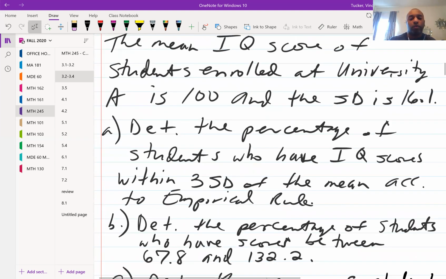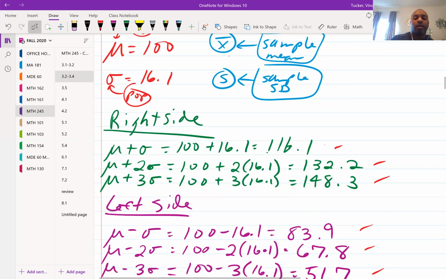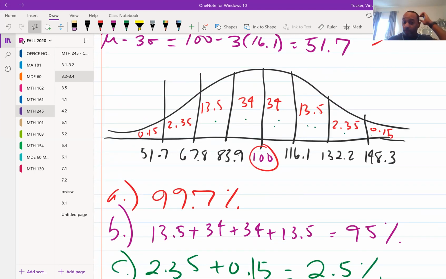It says according to the empirical rule, how much of the IQ scores do we expect to be within 3 standard deviations of the mean? So that's just going to be that 99.7. So that's where that came from, just from the empirical rule.